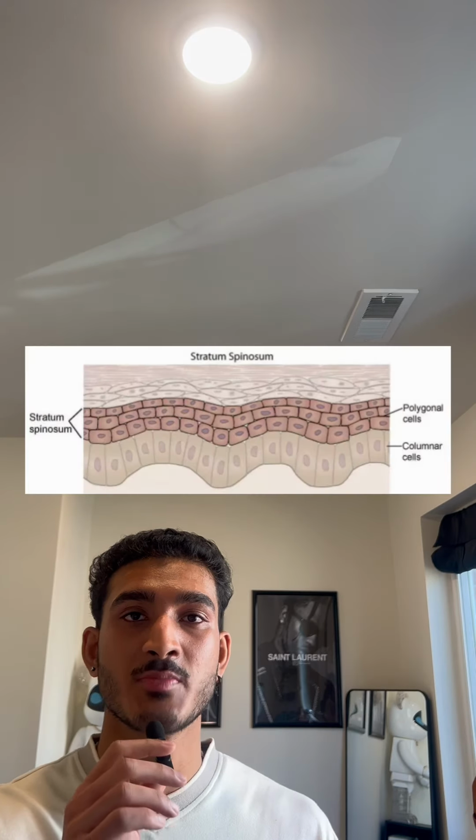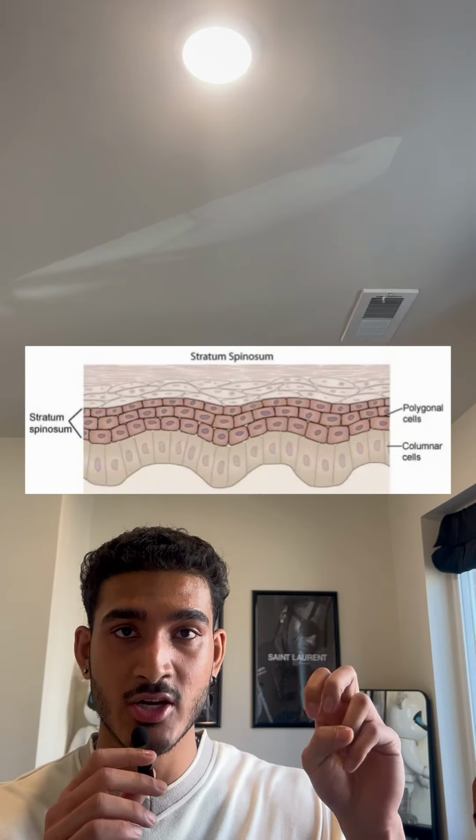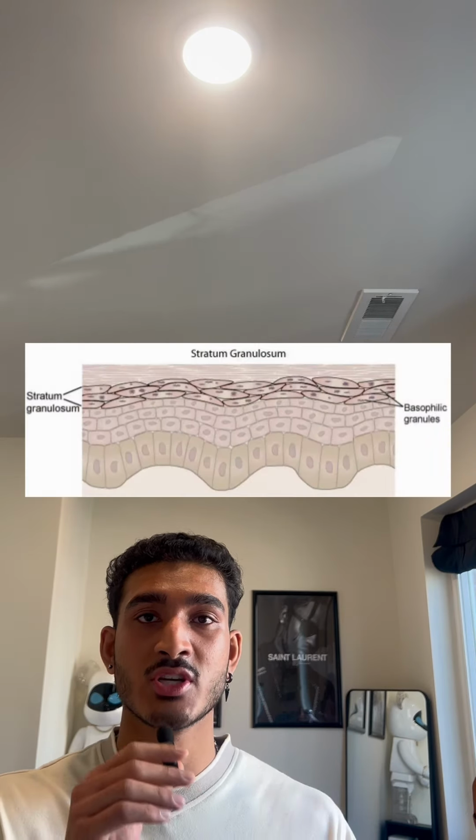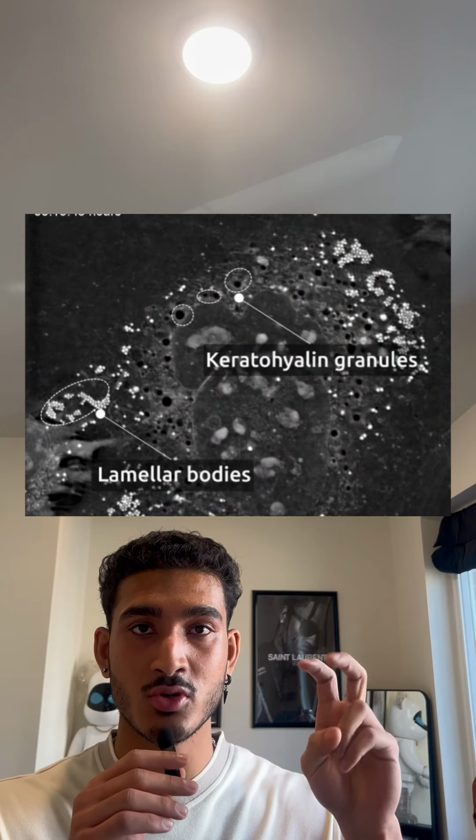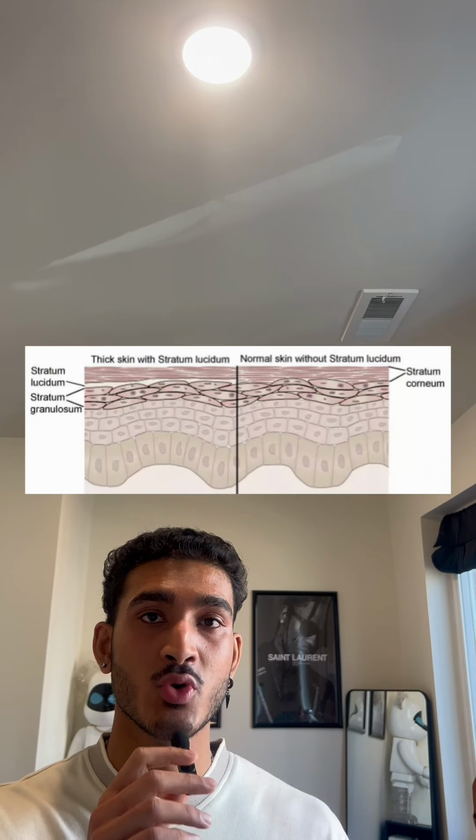Next, we have the stratum spinosum, which is the spiny layer due to desmosomes that give strength and flexibility. The third deepest layer is the stratum granulosum, which has keratohyalin granules. Fourth is the stratum lucidum, which is the clear layer and is mainly found in the palms of our hands as well as the soles of our feet.